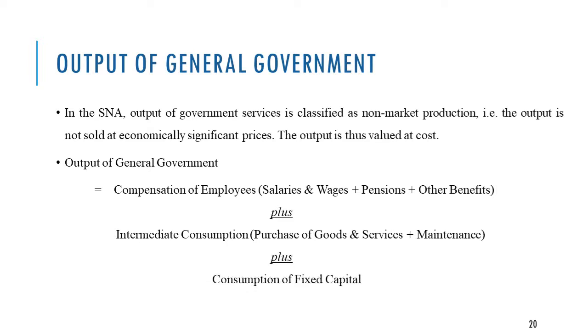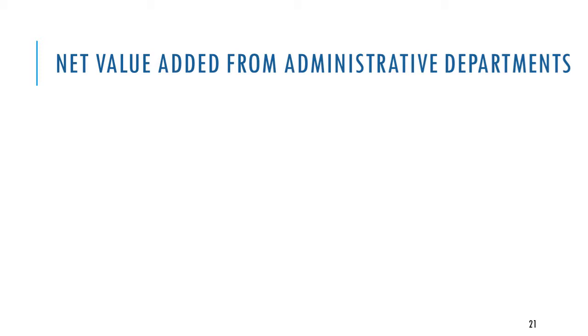consumption of fixed capital. It may be noted here that the estimates of compensation of employees and intermediate consumption are obtained from the analyzed budget documents, while the estimates of consumption of fixed capital are worked out separately. The net value added of general government is the net value added from administrative departments, which is the compensation of employees of the administrative departments.